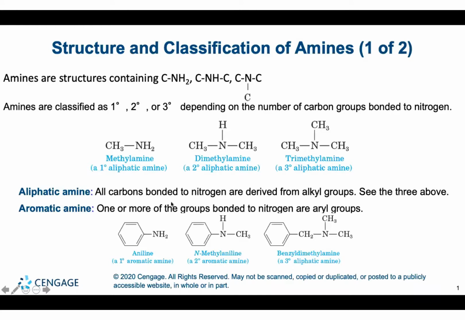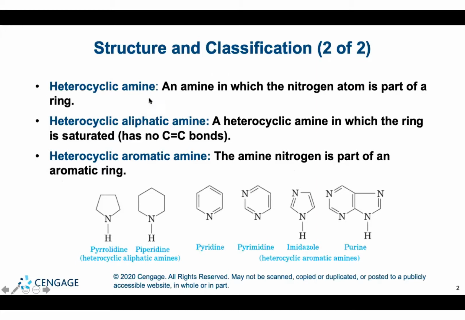In aliphatic amines, all carbons bonded to nitrogen are derived from alkyl groups. And you can see these are aliphatic amines. In aromatic amines, you can see that you have a benzene group attached to the amine. Here, heterocyclic amines. Hetero means that you have another element other than carbon inside the ring. We call it heterocyclic amine.